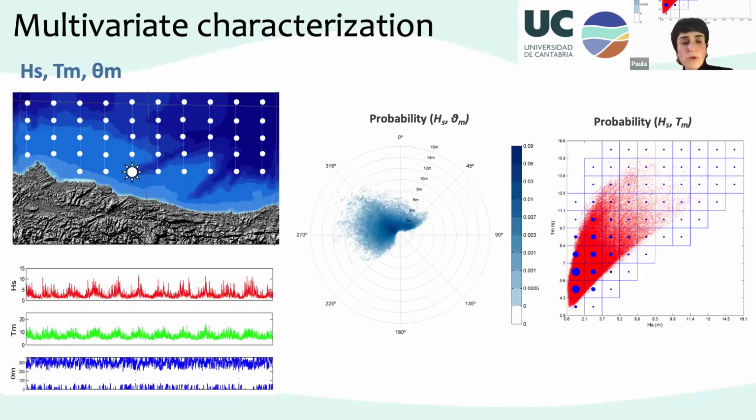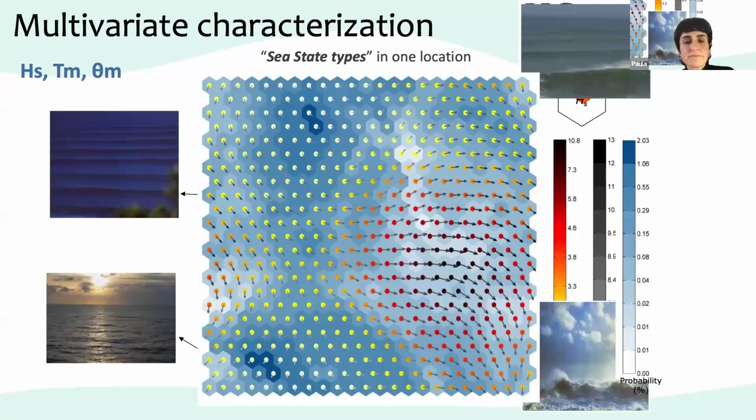The first example we are going to see is a very simple example. Imagine that we have the time series of the significant wave height, mean period, and mean direction in just one location, and we want to characterize the wave climate. So the usual way is to use wave roses or bivariate probability distributions. If we apply this technique, there's also an animation.